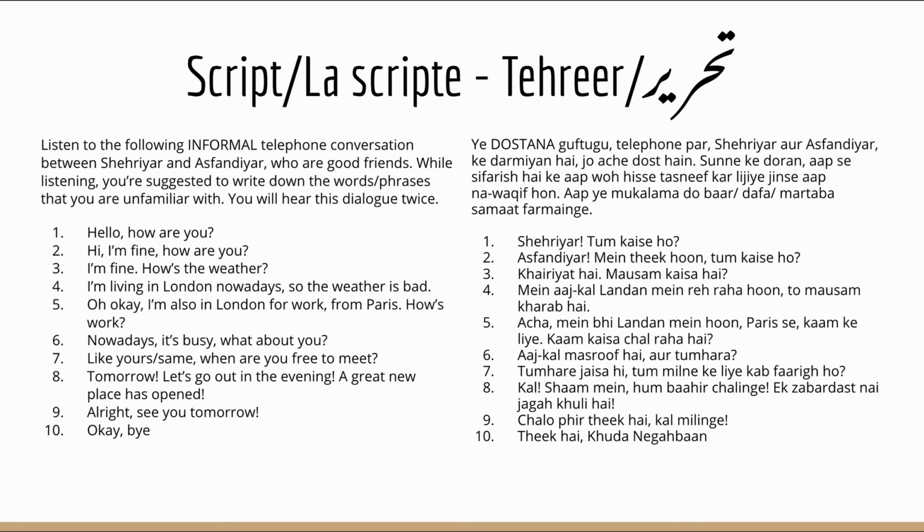शहरयार, तुम कैसे हो? असफंदियार, मैं ठीक हूँ. तुम कैसे हो? खैरियत है. मौसम कैसा है? मैं आजकल लंदन में रह रहा हूँ, तो मौसम खराब है. अच्छा, मैं भी लंदन में हूँ, पेरिस से काम के लिए. काम कैसा चल रहा है? आजकल मसरूफ है. और तुम्हारा? तुम्हारे जैसा ही. तुम मिलने के लिए कब फारिग हो? कल शाम में हम बाहर चलेंगे. एक जबरदस्त नई जगह खुली है. चलो फिर ठीक है, कल मिलेंगे. ठीक है, खुदा निगहबान.